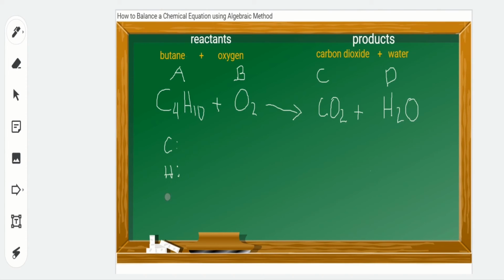And of course, we have our oxygen. And let's have our simple equations for this. Again, if you look at your carbon here as reactant, we have 4 and then A. So, that means 4A is equal to, here on our product side, carbon is alone, so it is simply C. 4A is equal to C.